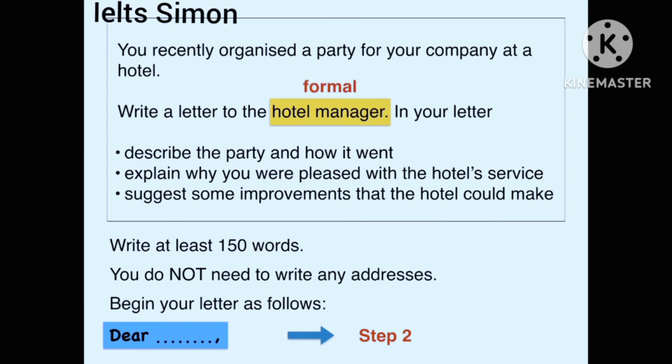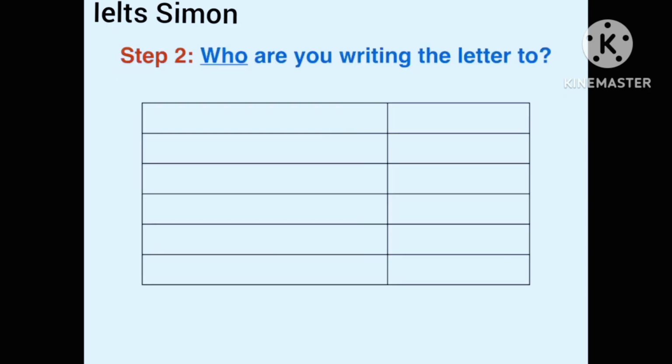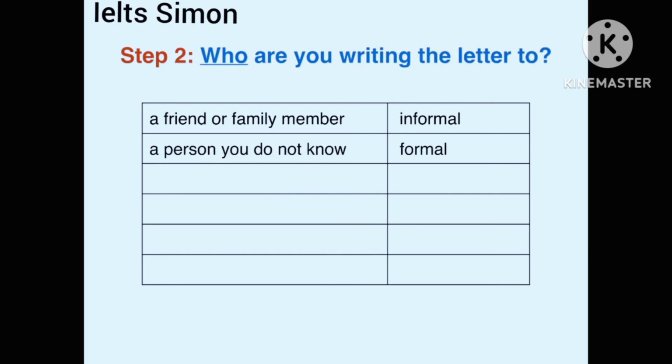But sometimes it's more confusing. You're not quite sure. Let's have a look at some examples of who you are writing the letter to. Well, if it's a friend or family member, it's always going to be an informal letter. On the other hand, if you're writing to somebody you don't know, a person you do not know, it's going to be a formal letter that you need.